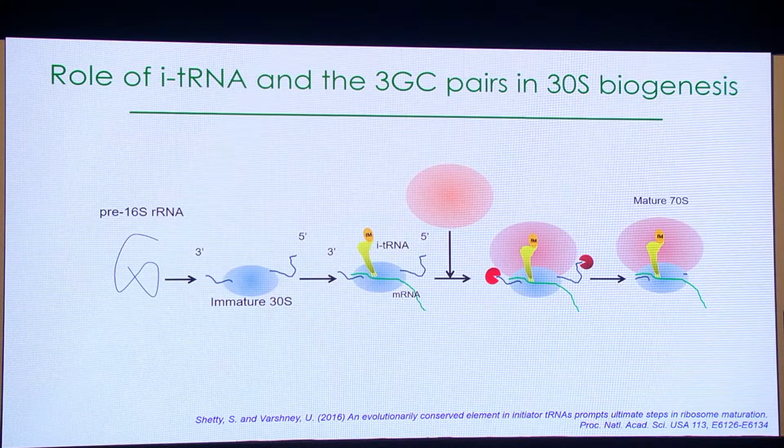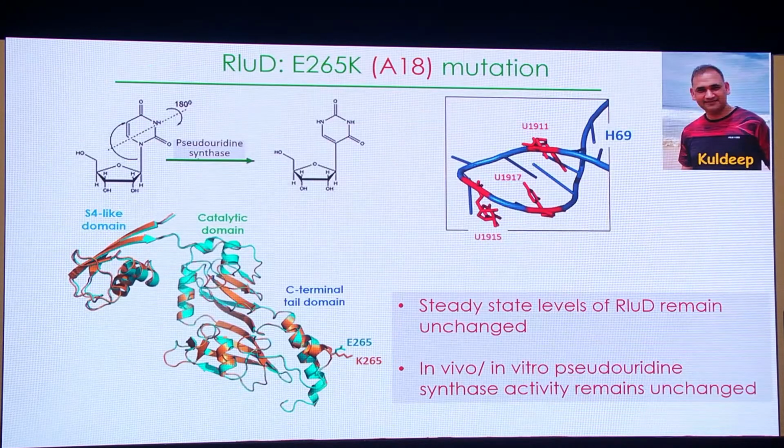Now, something related to ribosome biogenesis came up in yet another suppressor strain, which is A18, and Kuldeep worked on it. This turned out to be a mutation in RluD protein, and the mutation changed glutamate 265 to lysine 265. Now, if you look at this strain, the steady state levels of RluD remain the same compared to the wild type strain. So they don't change. And the pseudouridine biochemical activity also remains completely unchanged.